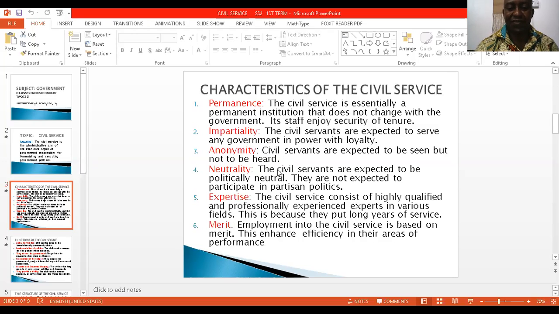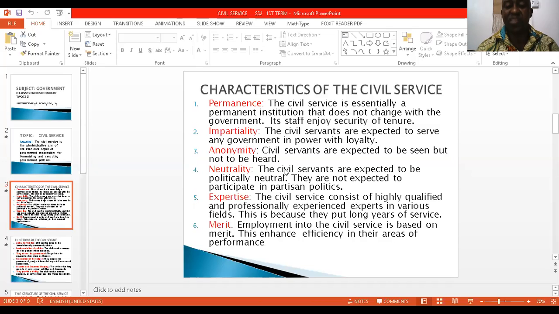Neutral. The civil servants are expected to be politically neutral. When you talk about neutrality here, politically what? Neutral. They are not expected to participate in partisan politics. In case you want to participate, you resign your appointment and follow one party or the other, so that they will see you very well there. You have to be neutral, in case you don't know the party that will form the government. Maybe the one you are opposing. Then what will happen? They may support you and anything can happen to you.